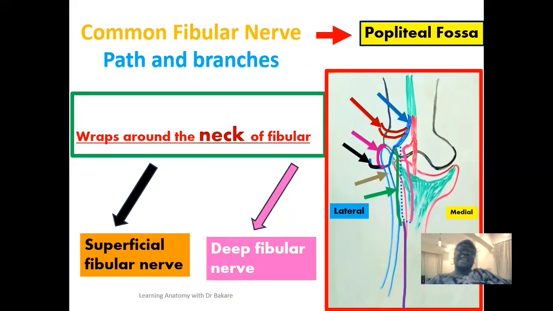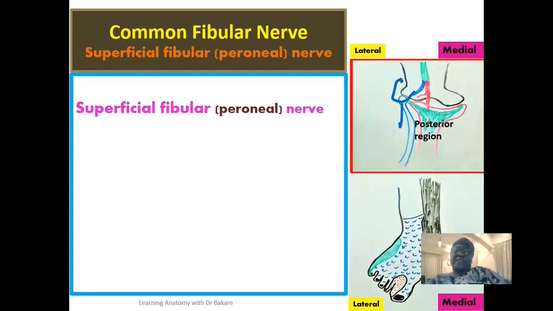So you see that after wrapping around the neck of the fibula, it finally terminates into a superficial branch and also a deep branch. And we'll be taking each of these branches one after the other to see the course that they run along the lower limb after their emergence. So now going through the superficial fibular nerve, the superficial fibular nerve can also be referred to as the superficial peroneal nerve.